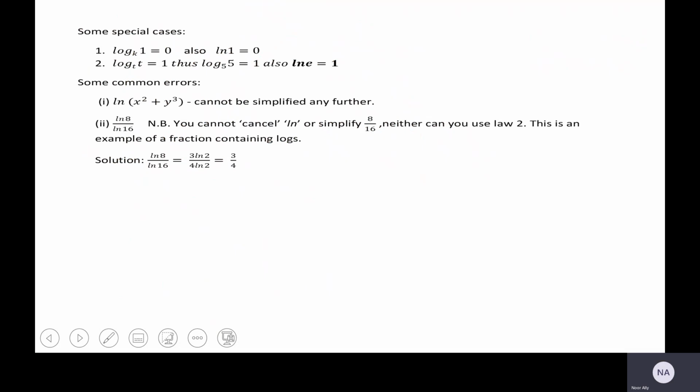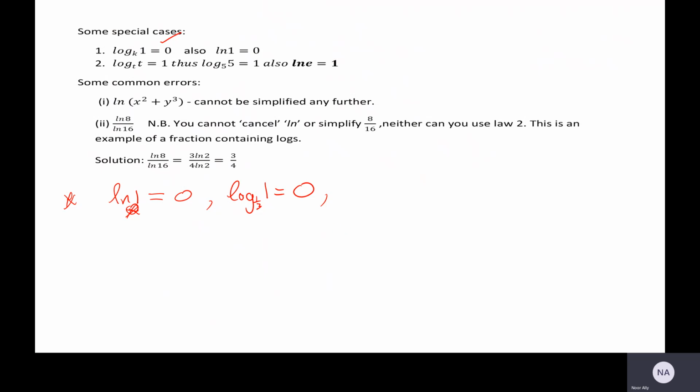Okay, now some very important cases which I have already mentioned, but I'm just going to emphasize here. I've also mentioned the errors. So in the first one, log of 1 to the base k is equal to 0, irrespective. Ln of 1 is 0. Doesn't matter what the base is. What is the log of 1 to the base 1/3? Answer, 0. Irrespective of what the base is, your answer is 0.